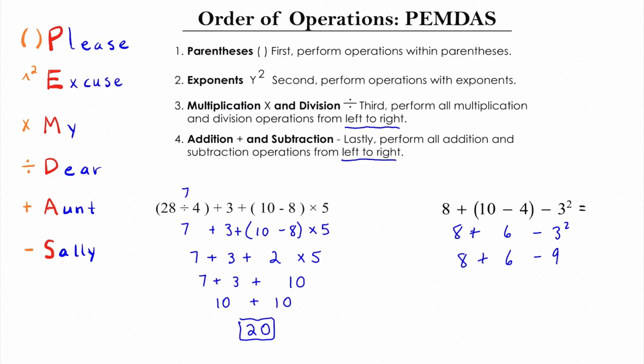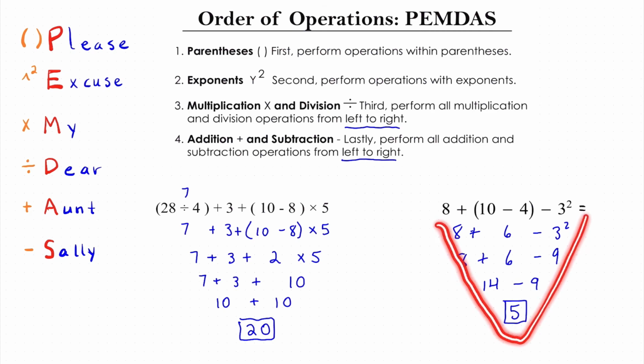Now you can see we're left with addition and subtraction here. We don't have any multiplication or anything like that, so we can skip that step. We do these from left to right as we see them, because addition and subtraction are equals. So 8 plus 6 is going to be 14. And 14 minus 9 is what we have left, and that becomes 5. Again, you should have the ice cream cone here at the end. That's what your work should look like.